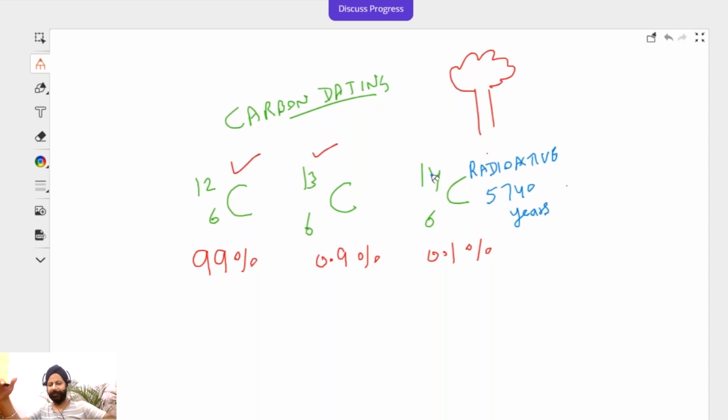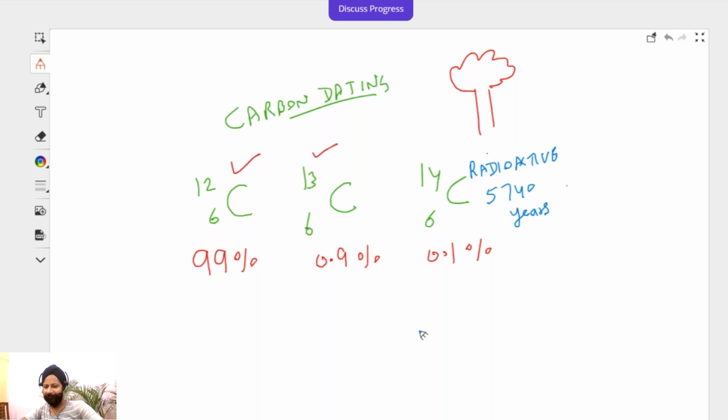Ninad is saying let this tree be the leg of the dinosaur, that's the bone maybe. Okay. So after 5740 years, it's going to be half of what it was earlier. After 5740 more years, it is going to reduce further to half, further half, further half.